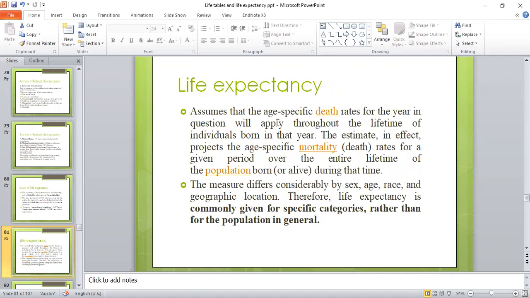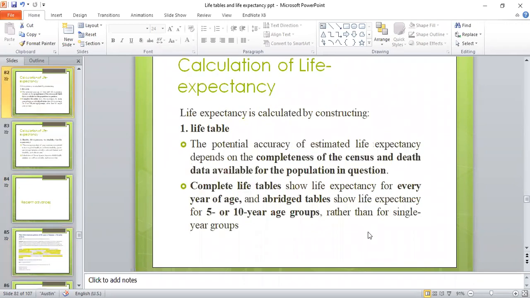Life expectancy actually assumes the age-specific death rate for the year in question will apply throughout the lifetime of an individual born in that year. This estimate in fact projects the age-specific mortality rate for a given period of time, and therefore the measure differs considerably by gender, age and race. Therefore, life expectancies are commonly given for specific categories rather than for the population in general.